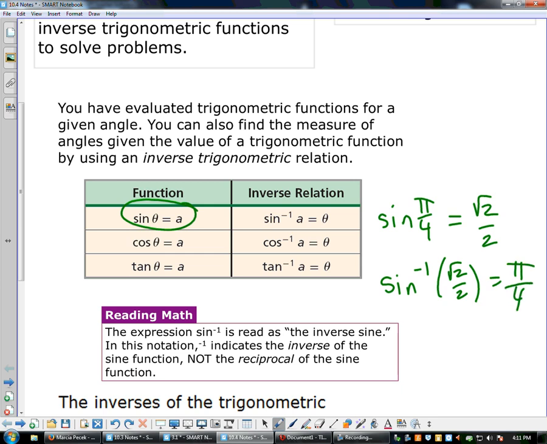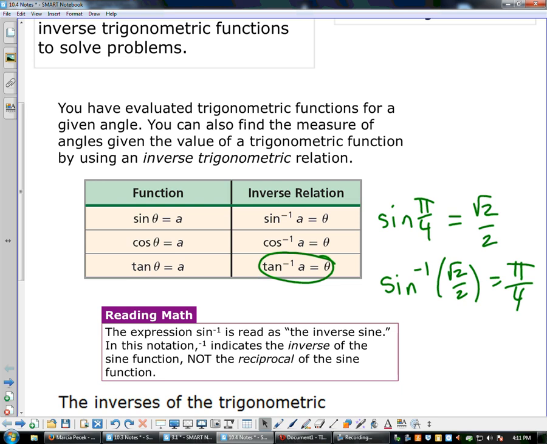Likewise, if cosine of theta is equal to A, then the cosine inverse of A is going to be equal to theta. If the tangent of theta is equal to A, then the tangent inverse of A is equal to theta.